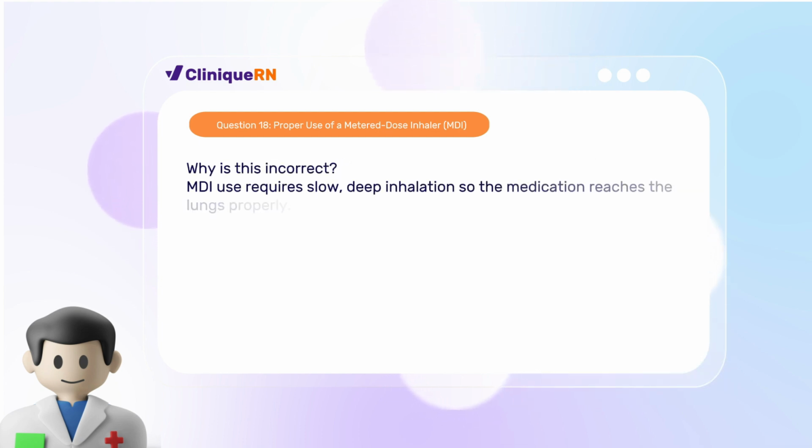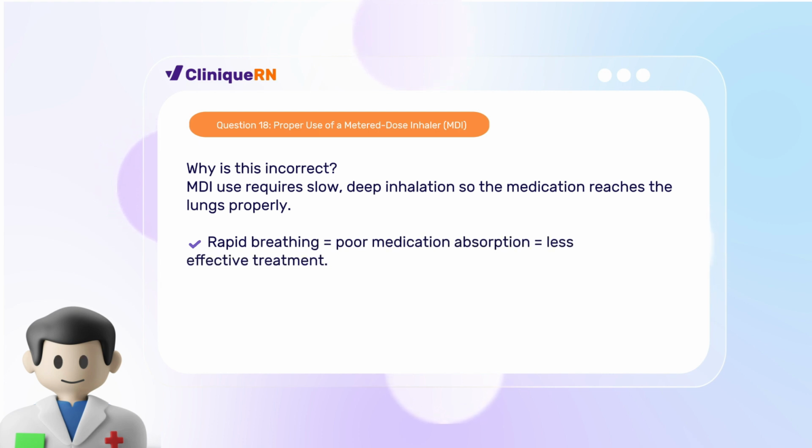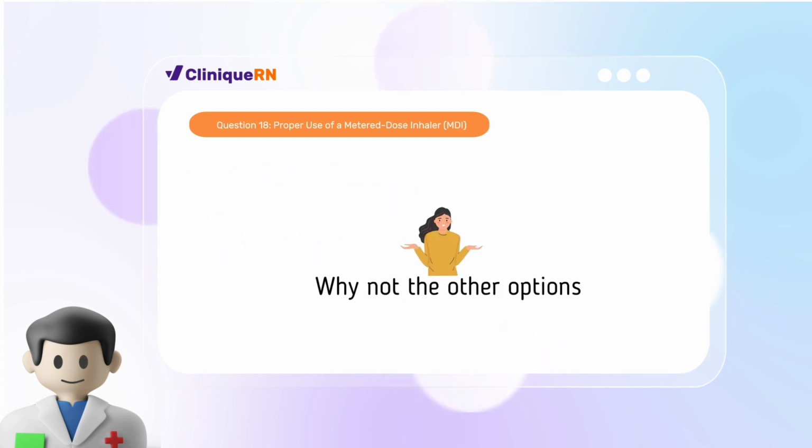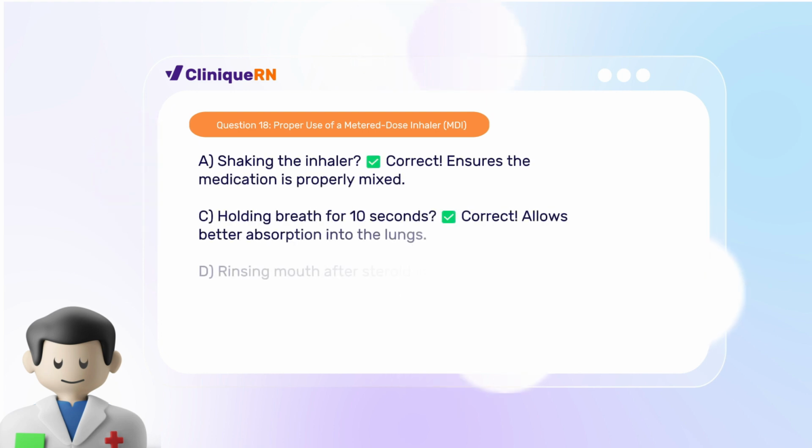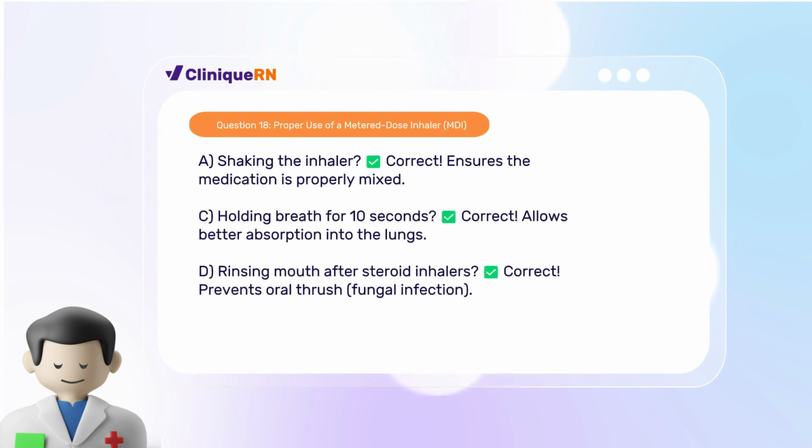Why is this incorrect? MDI use requires slow, deep inhalation, so the medication reaches the lungs properly. Rapid breathing equals poor medication absorption equals less effective treatment. Why not the other choices? A. Shaking the inhaler. Correct. Ensures the medication is properly mixed. C. Holding breath for 10 seconds. Correct. Allows better absorption into the lungs. D. Rinsing mouth after steroid inhalers. Correct. Prevents oral thrush, fungal infection.